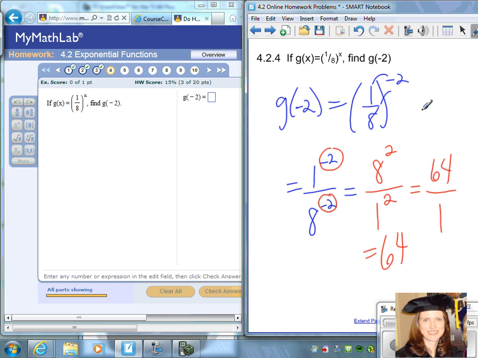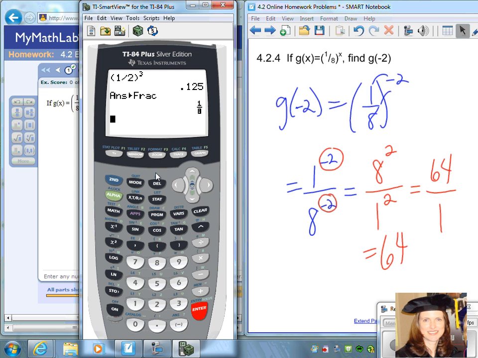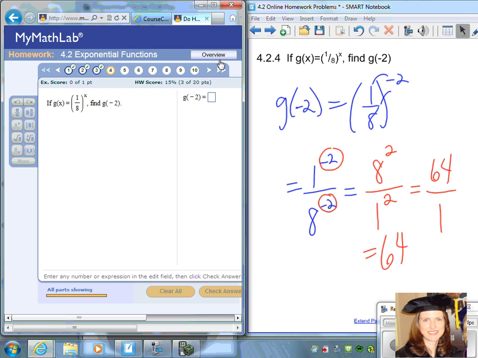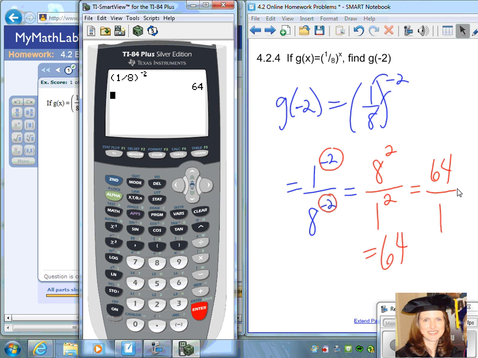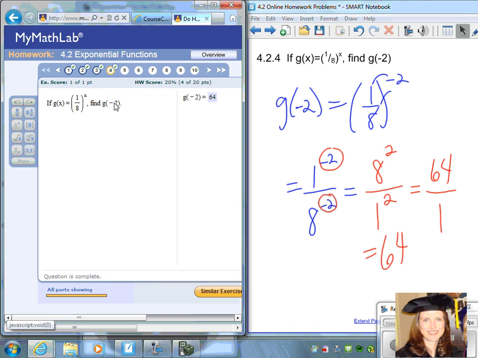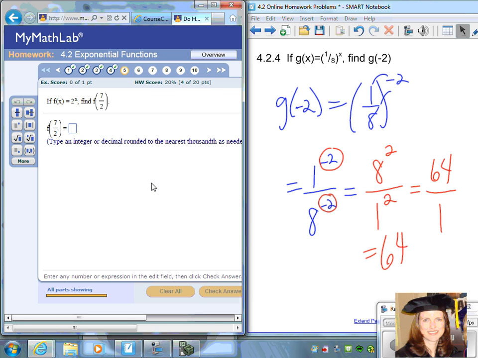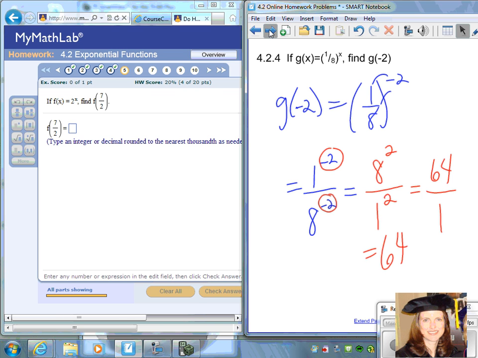Now you can also do this with the calculator. We're going to find 1/8 raised to a negative 2 power. We get the answer 64. And we can check our answer, 64. Okay. So you can work it out by hand using the properties of exponents, or you can use a graphing calculator. It's always nice to check your work with a calculator. Let's look at question number 5.